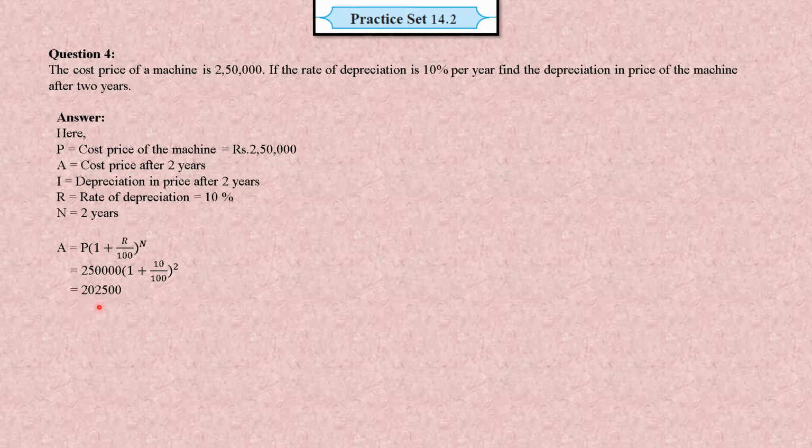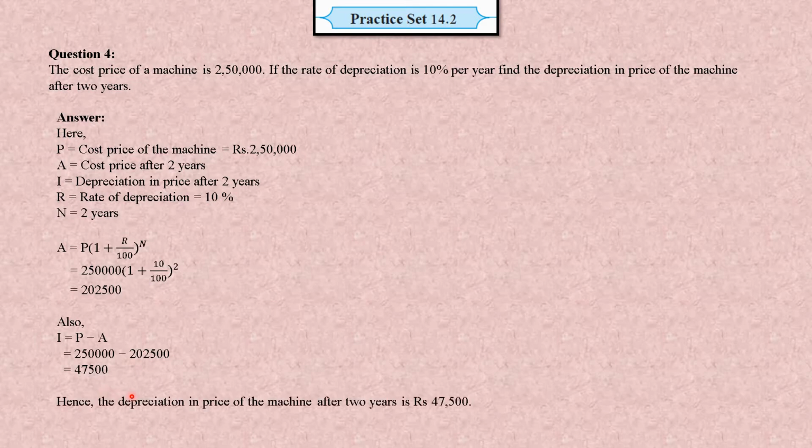Solving and simplifying this, we get 2,22,500. Also, the interest, that is principal minus amount, will be 2,50,000 minus 2,02,500, which will be 47,500. Hence, the depreciation in price of the machine after 2 years will be rupees 47,500. That means the price of the machine will decrease by 47,500.